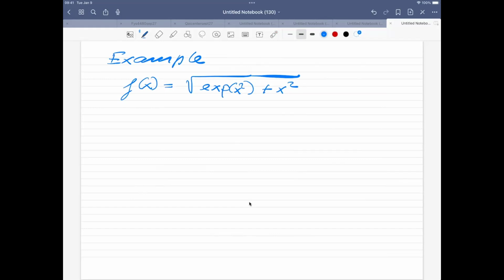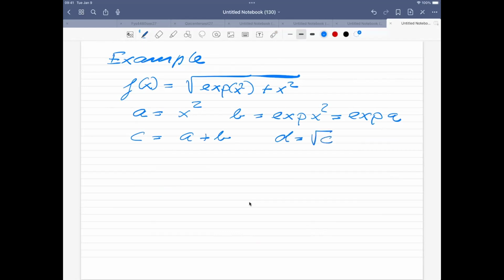So what we are doing now is to break this down into smaller operations, because this is essentially what automatic differentiation does. We will now define variables: a, which is x squared, and then I define b, which is the exponential of x squared, the same as exponential of a, as before. Then I define a new function c, which is a plus b. And I have a new function d, which is the square root of c, which is the same as the function f of x.